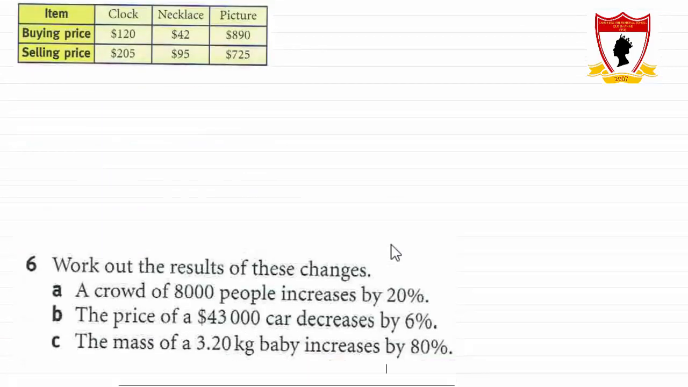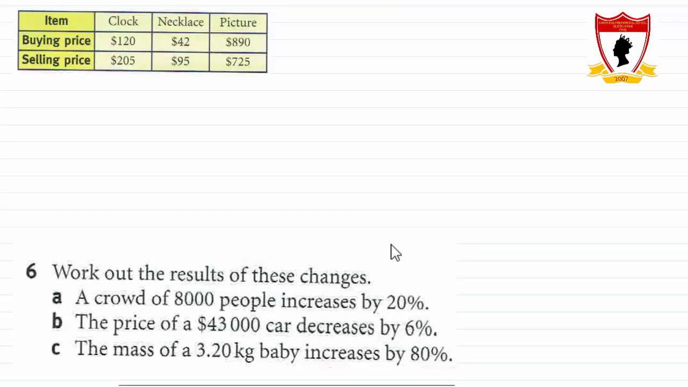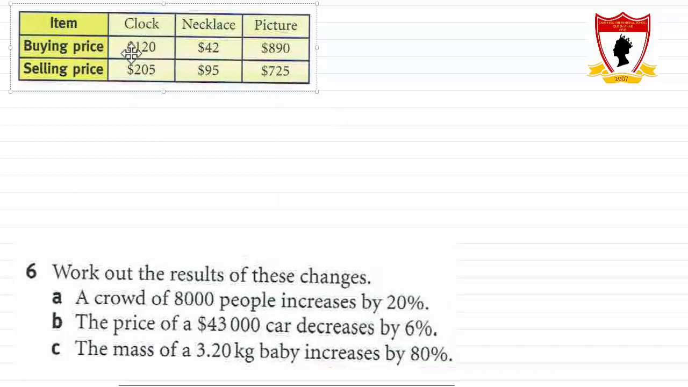Here we have another question. It's about percentages of loss and profit. Okay, as you look at the picture, you see the clock, it's profit. The necklace is profit because the buying price is $42 and the selling price is $95, and the picture is loss because the buying price is more than the selling price.